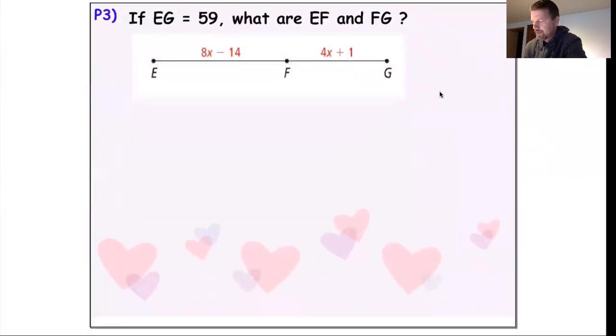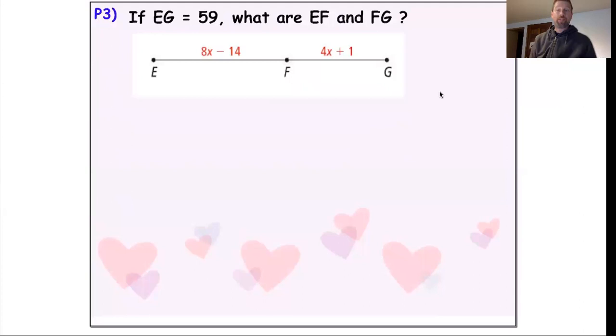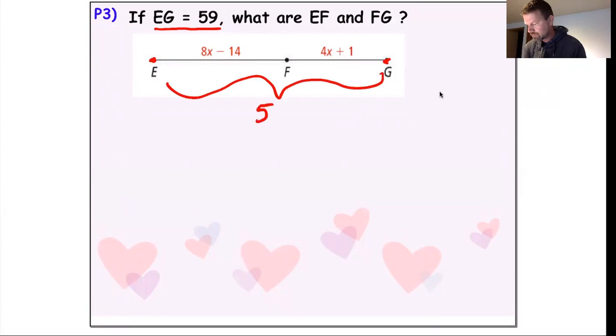All right. Now we get into some algebra. It's been a while since we did algebra, so let's talk about what we know here. At the top for this problem, it says EG is 59. So I know the whole length from E to G. That whole distance is 59. And then it's asking me, what are EF and FG? Well, they've got this x here, and I don't know what x is right now, but I could figure it out because of that first thing they told me. They told me that entire distance is 59.